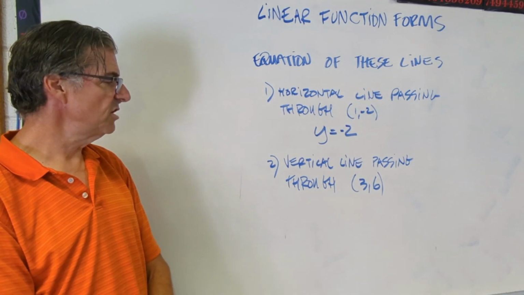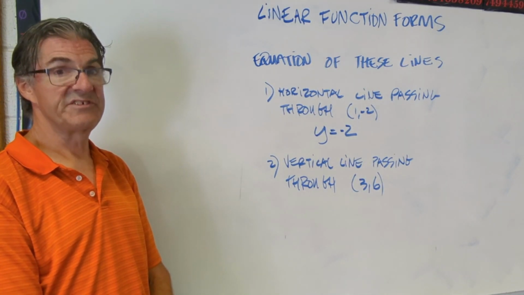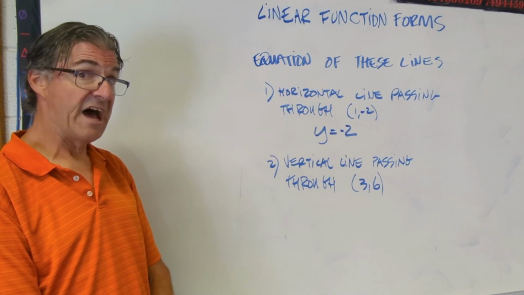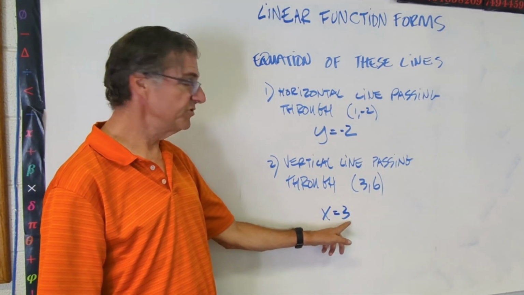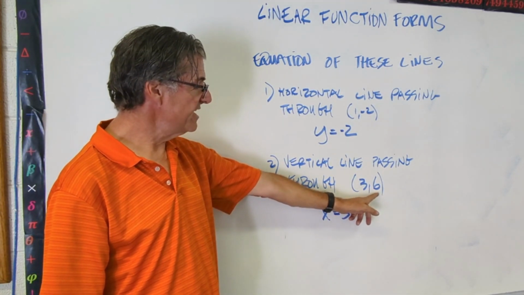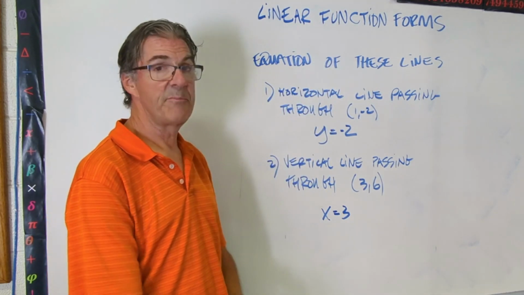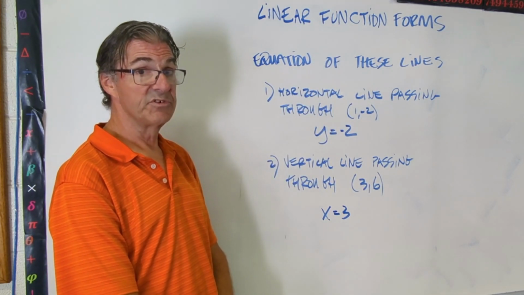Now try this one, vertical line passing through the point (3, 6). Write down the equation for that one. This one is x equals 3. No matter what y is, it's a vertical line, so it's always going to pass through the point x equals 3.